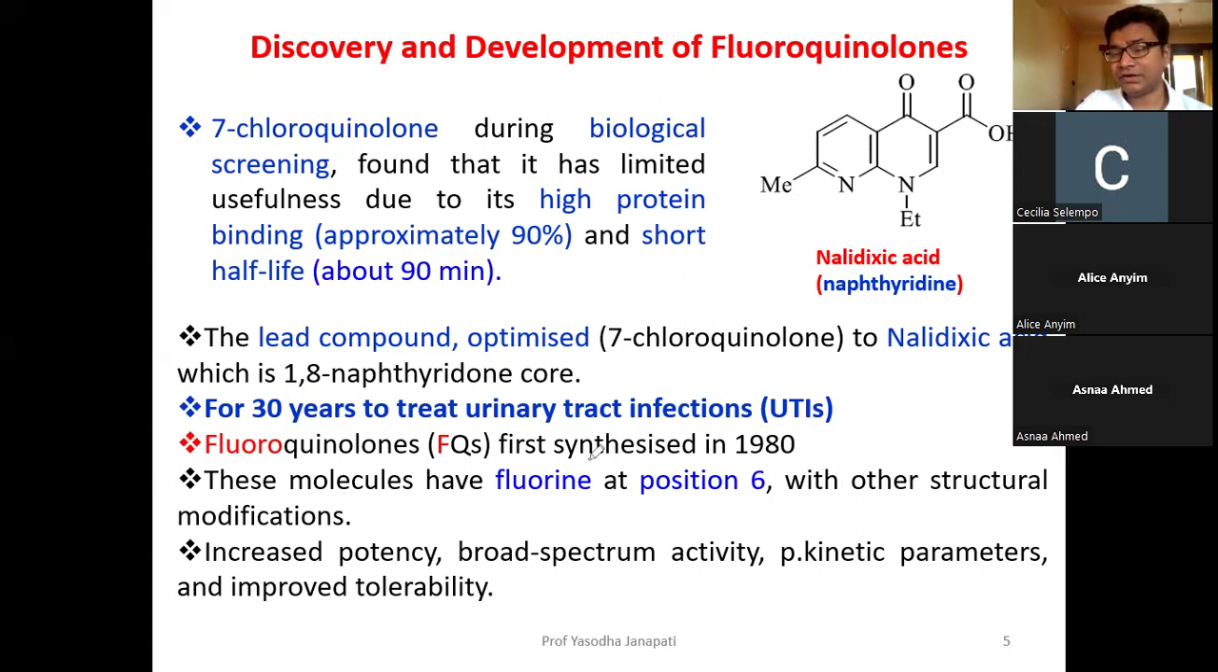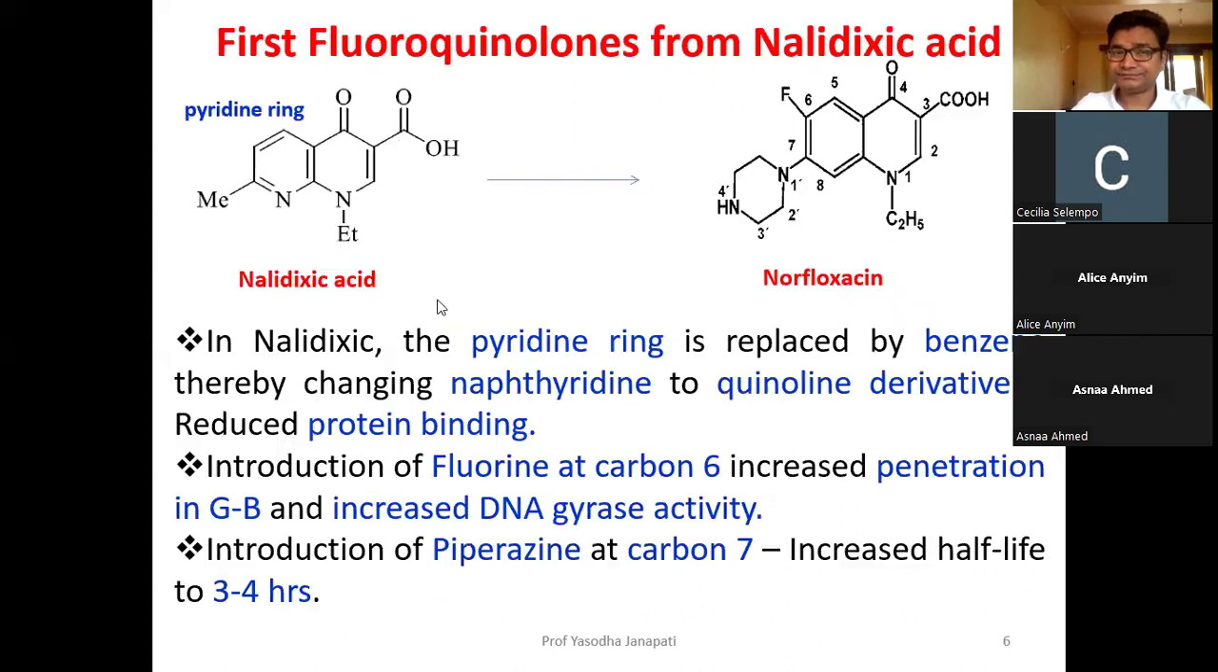Now, fluoroquinolones were discovered where the fluorine atom was present at the 6th position. We discussed all these things. So, why did we add this? It has increased activity. Next, we can see it. Nalidixic acid, which has naphthyridine nucleus.